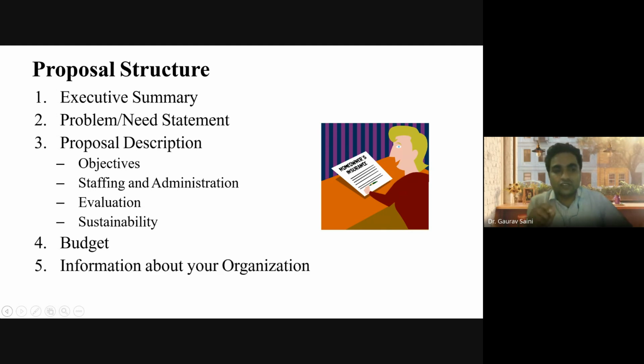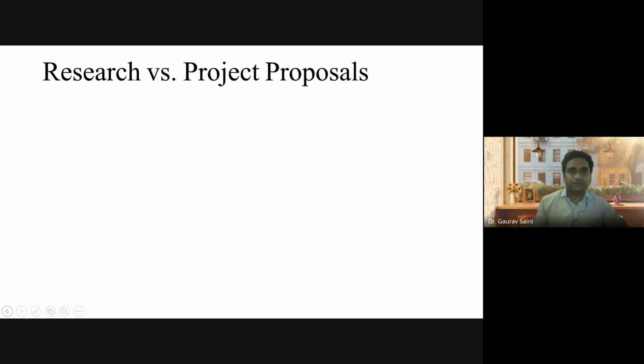And the last but not the least is information about your organization. The organization from where you are approaching the funding agencies has to be mentioned very clearly, and what your role is and what facilities you have in your organization should also be covered in your proposal, because that will help the funding agencies see that this many facilities are already available for the proposal. So that will help you get your objectives completed in a timely and effective manner. So that has to be covered.